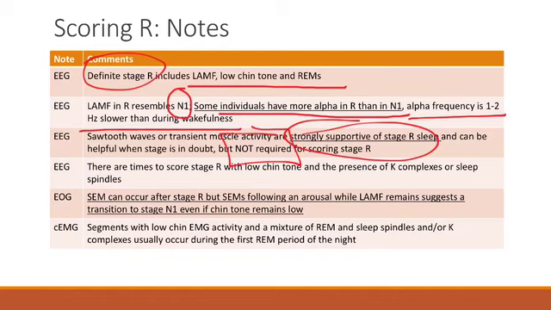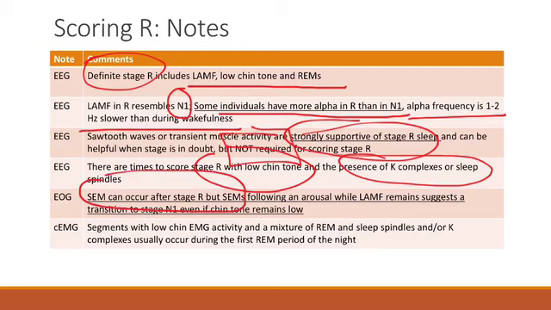Okay. Now there are times that stage R with a low chin tone and the presence of K complexes, and then slow eye movements can occur during stage R. But the general rule here is that it just cannot follow an arousal. Okay, so slow eye movements inside of REM without a chin increase and without an arousal is fine. But slow eye movements that are combined with an increase in chin tone and an arousal would suggest that we're transitioning back to stage wake or stage 1.